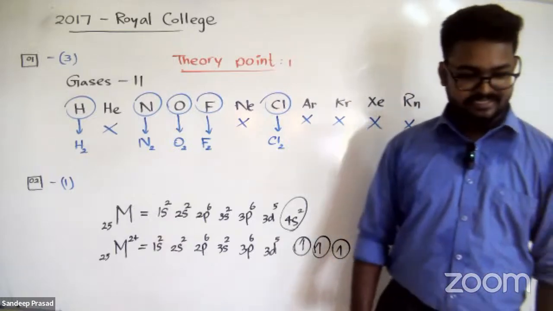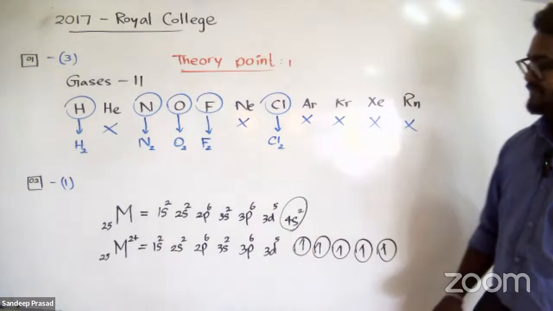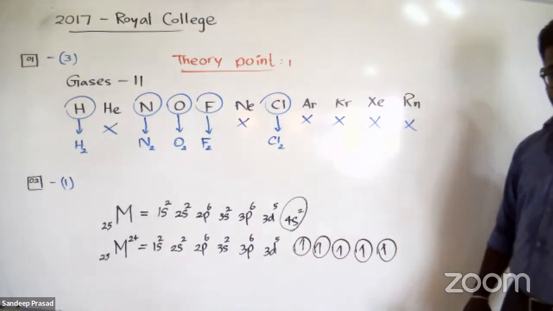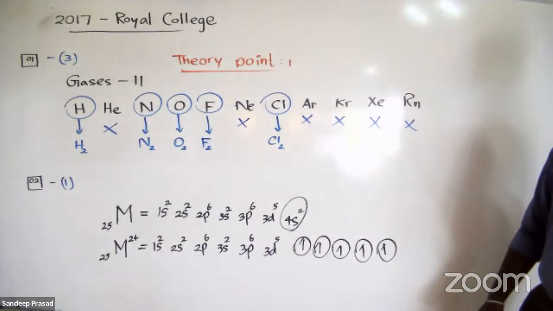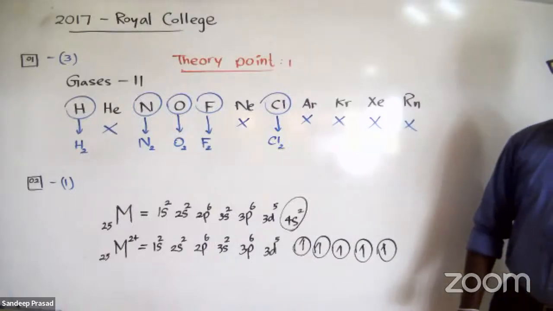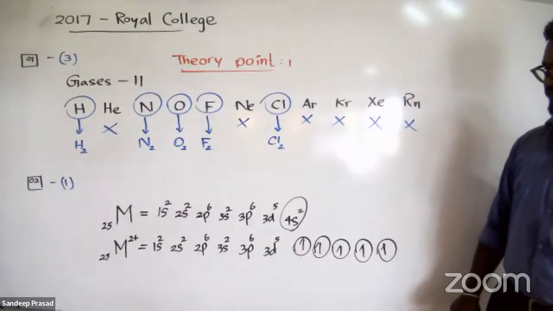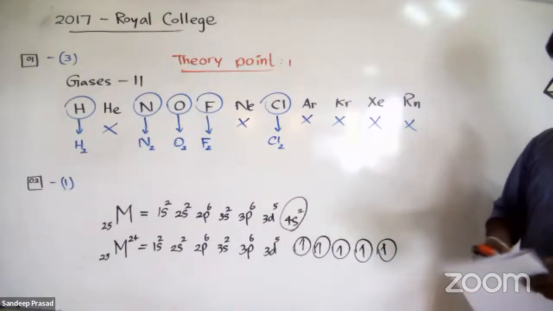So these are first unit theories, very easy theories. Okay, so while doing this question, let's revise the second theory point, 3d series elements. Quickly write down the configurations. Okay.